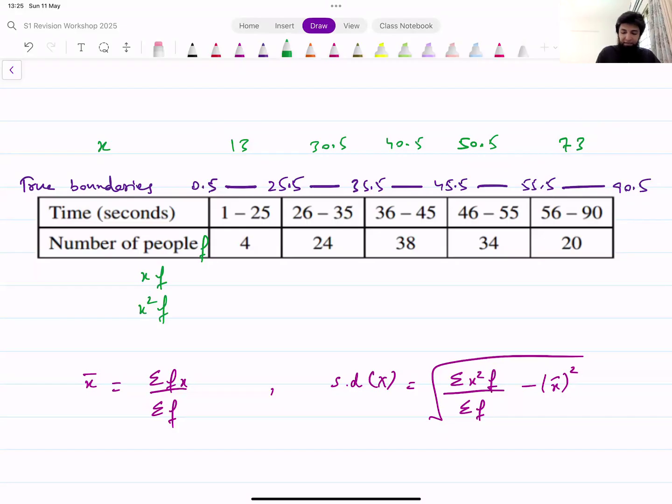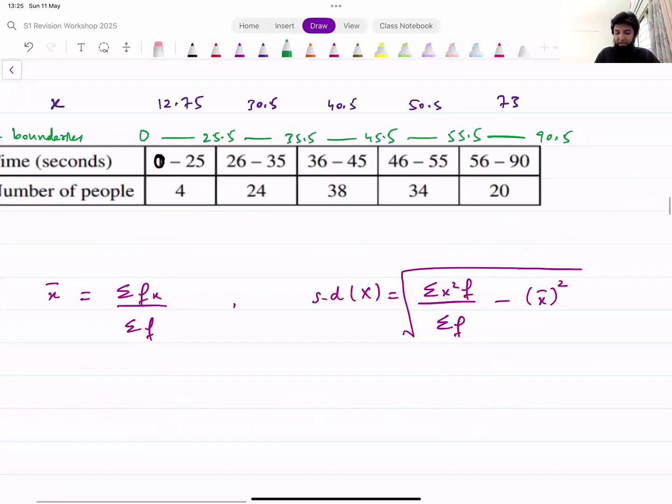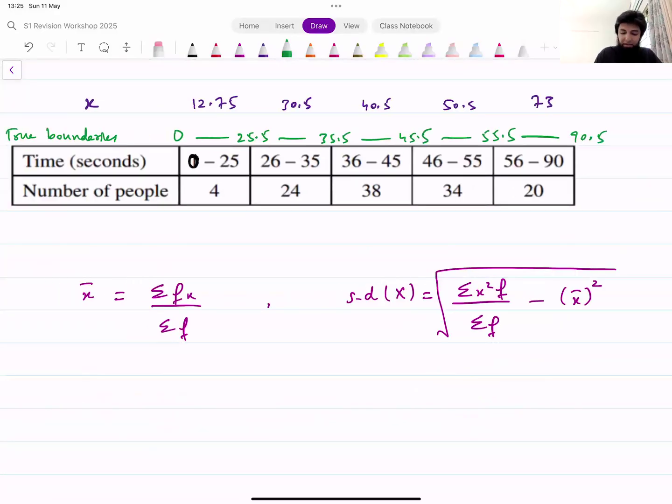Now, in this case, as I said, finding midpoints from the actual data or from this data, that's not going to make any difference in this particular example. But what if you had something like this? It's slightly different from that, in that I've changed the first value here such that it becomes 0 to 25. So the first interval goes from 0 to 25.